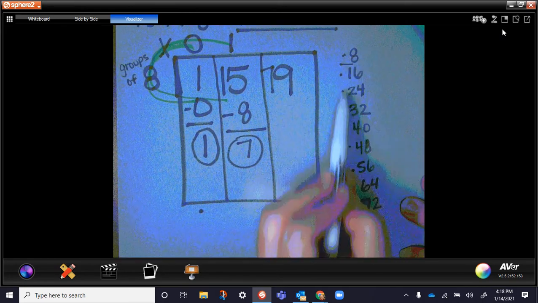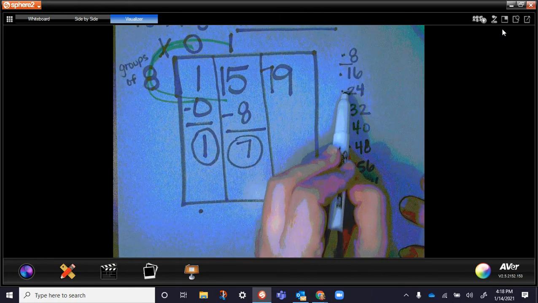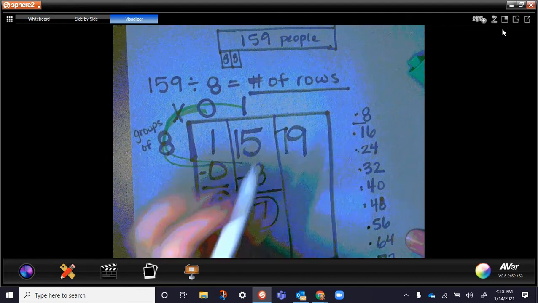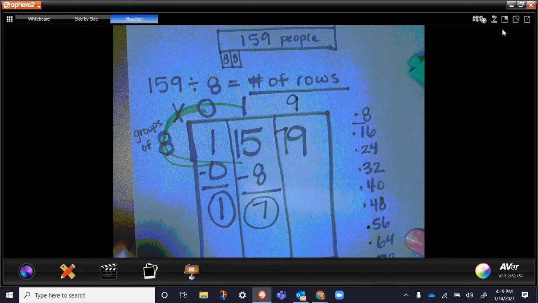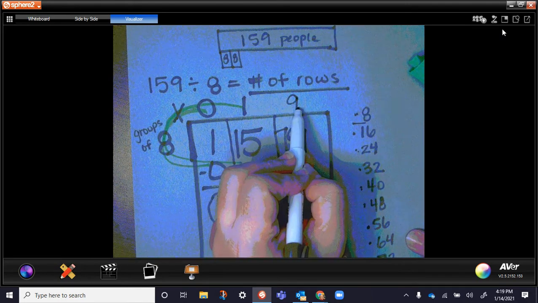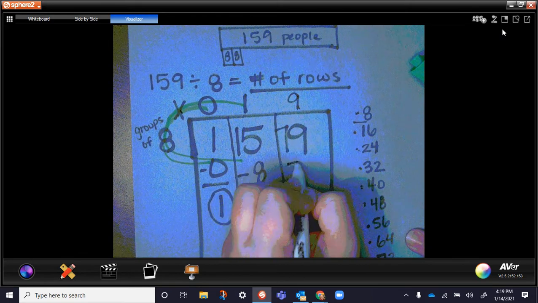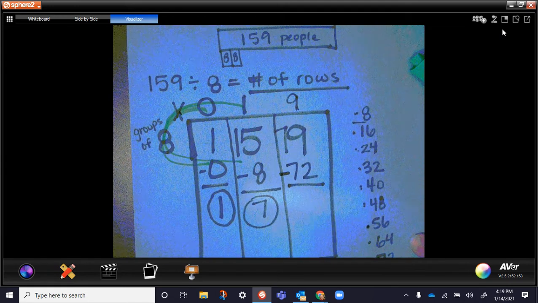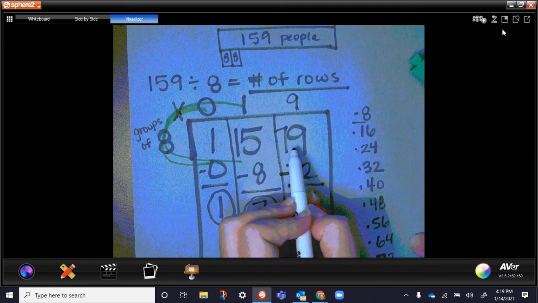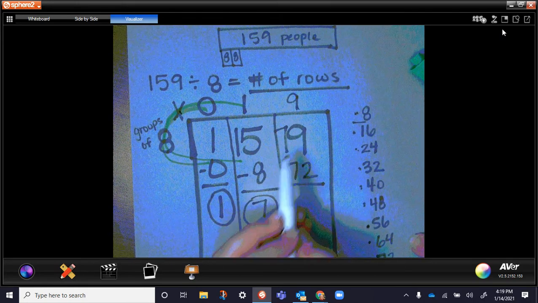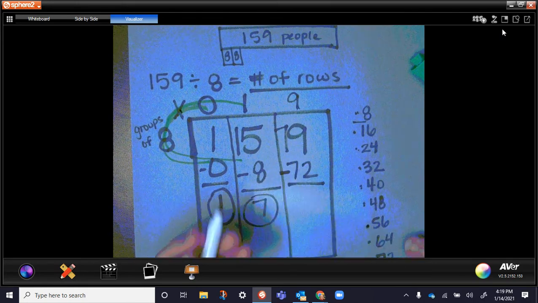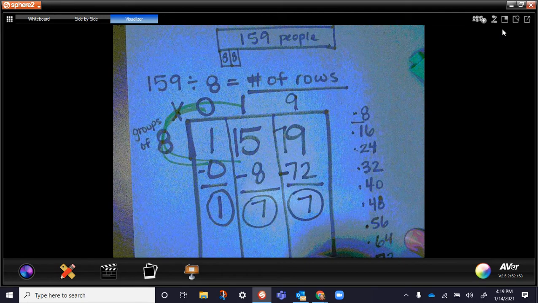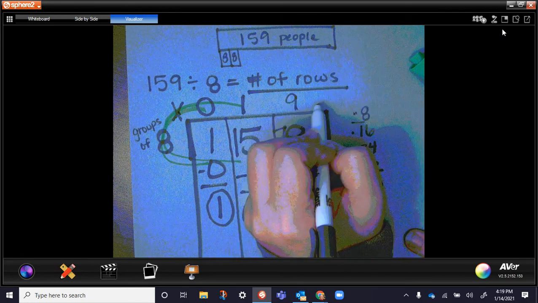So that was 9 groups. If I count, that was 1, 2, 3, 4, 5, 6, 7, 8, 9 groups. The groups that I have goes on top. And 9 groups of 8 is the same thing as 9 times 8 is 72. I subtract. After I made those 9 groups, remember I was starting with 79, so there's going to be some left over. So 79 minus 72 is 7. And there are no more boxes. So what that 7 means is that's the remainder.